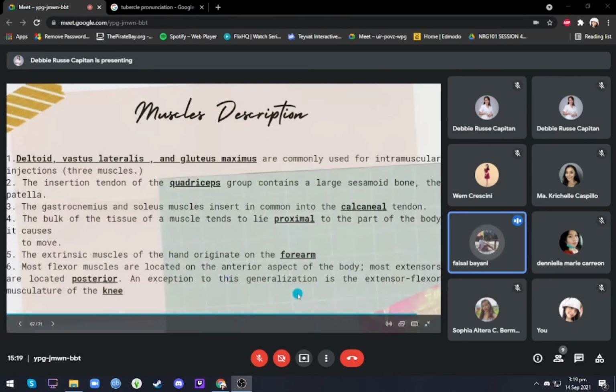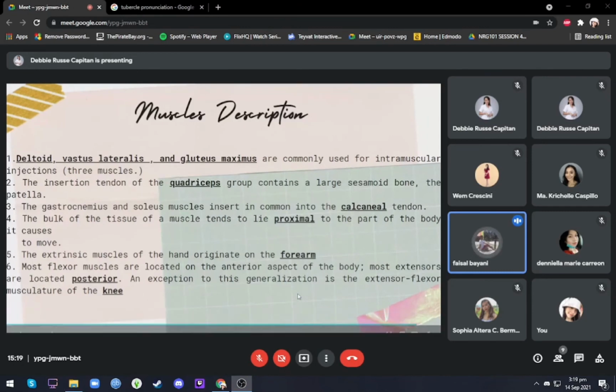Muscles description. Number 1, the deltoid, vastus lateralis, and gluteus maximus are commonly used for intramuscular injections. Number 2, the insertion tendon of the quadriceps group contains a large sesamoid bone, the patella. Number 3, the gastrocnemius and soleus muscles insert in common into the calcaneal tendon.